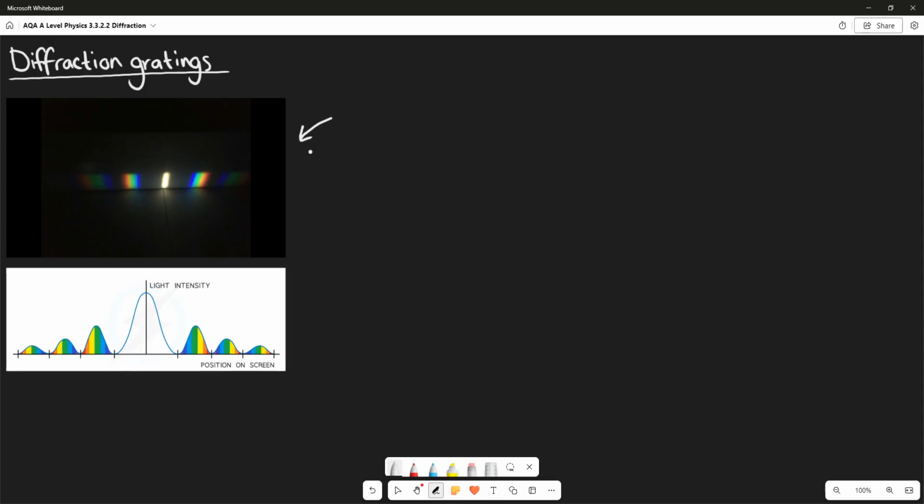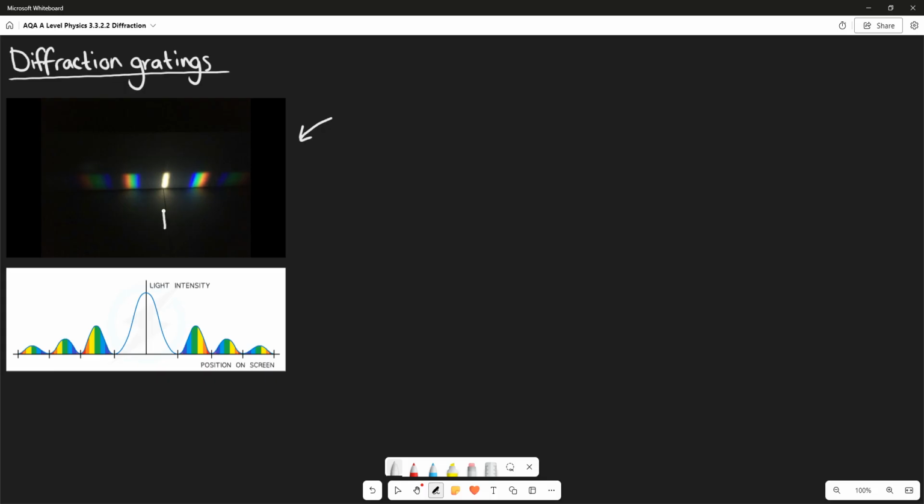Here we have a diagram that shows the outcome that you get with a diffraction grating. And we tend to use diffraction gratings with white light. You can use it with monochromatic light. Mono meaning one, chrome referring to colour, so one colour light.